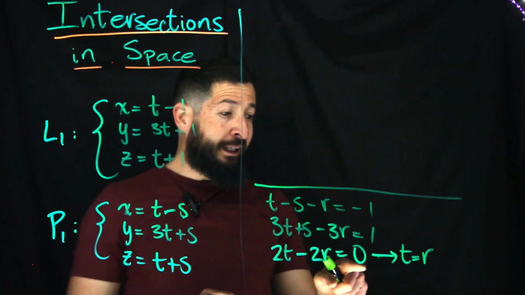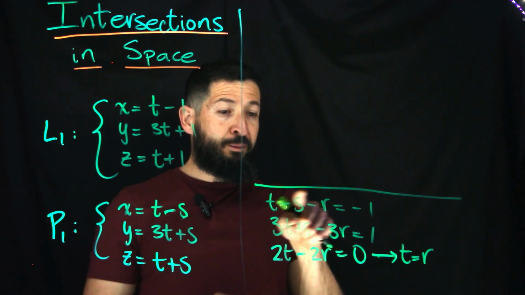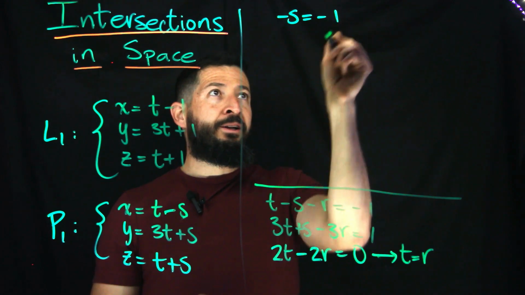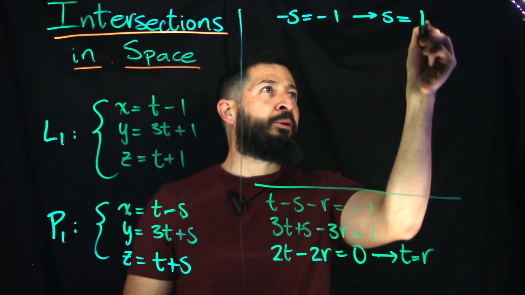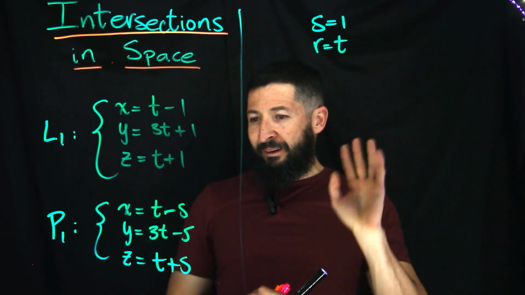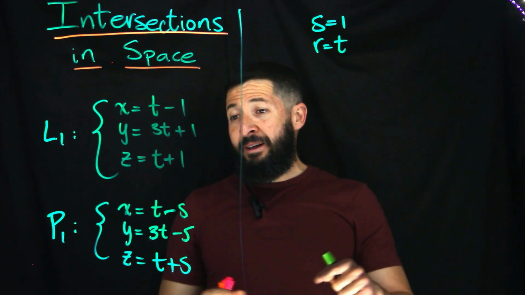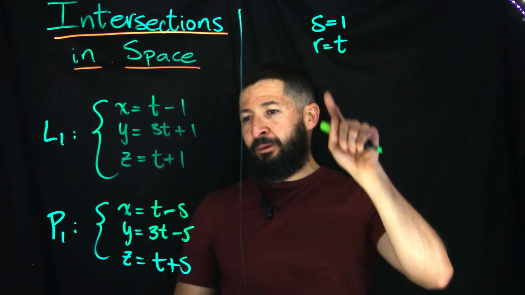So now substituting in the t and the r, since t is equal to r, this is going to be 0, and this is going to give me negative s equals negative 1, from where I'm going to have that s is equal to 1. Am I too high there? I think I'm good. So s is equal to 1. All right, so as I said, when we plug things in, we get our solution. And by the way, we got s equals 1, and we got r equals t.